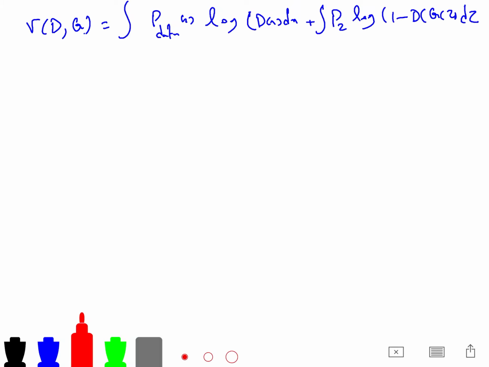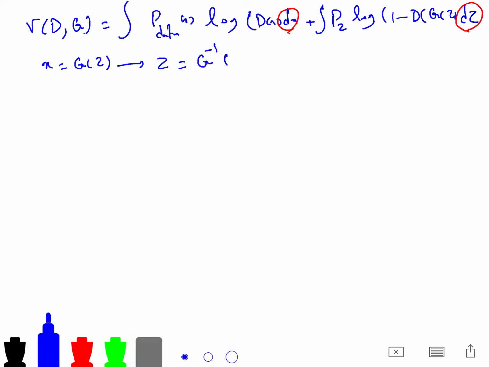Now, my goal is to, so this is D of x, this is integration with respect to z. Now I want to do an integration with respect to just one variable. So a simple change of variable, we can say that z is just g minus 1 of x, and dz is just g minus 1 derivative with respect to x dx.